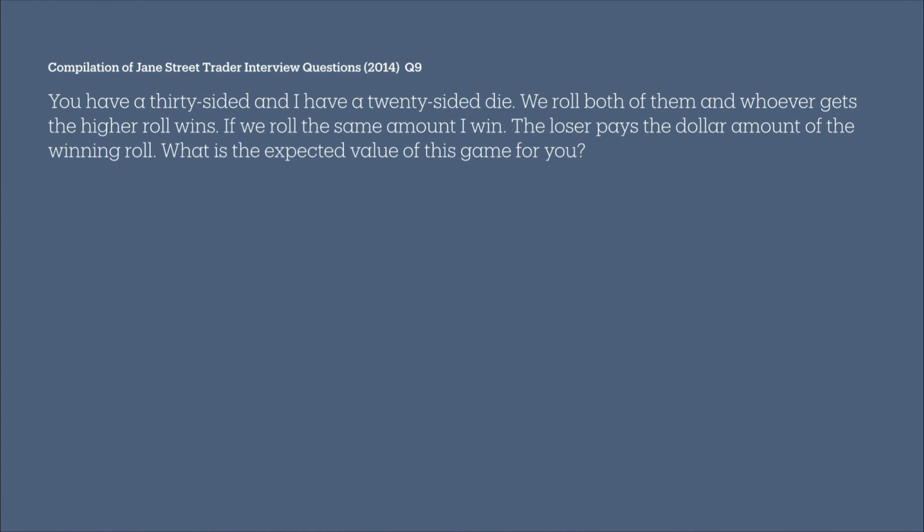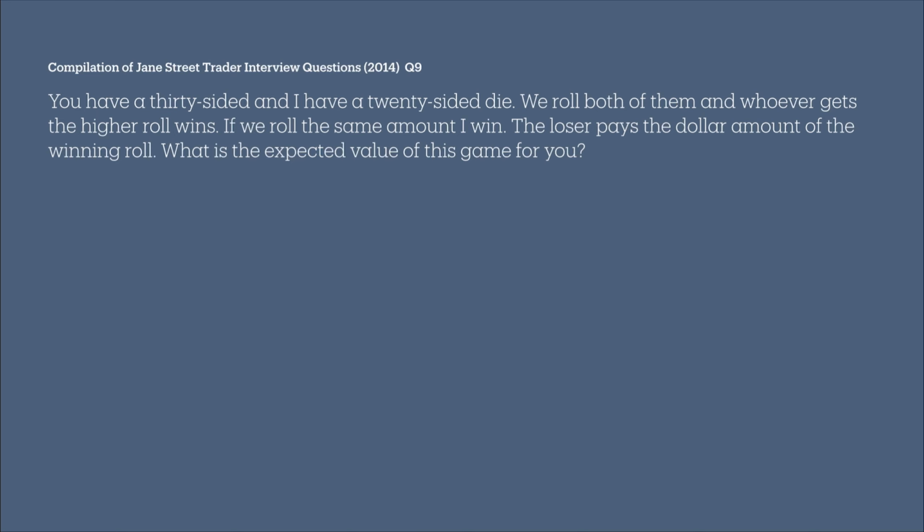Let's have a look at this interview question from a quant firm. You have a 30-sided die and I have a 20-sided die. We roll both of them and whoever gets the higher roll wins. If we roll the same amount, I win. The loser pays the dollar amount of the winning roll. What is the expected value of this game for you?